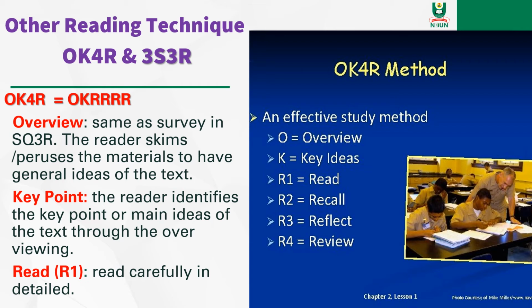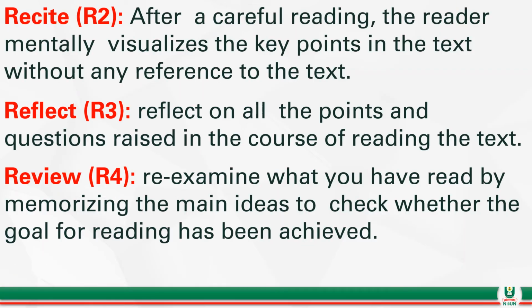Then the key points or key ideas. Here the reader identifies the key points or main ideas of the text through the overviewing. And the first R is the reader reads carefully in detail. Then the second R is recite. After a careful reading, the reader mentally visualizes the key points in the text without any reference to the text. That is, after you have read, you recite, you go over what you have read, you visualize them without making reference to the text.